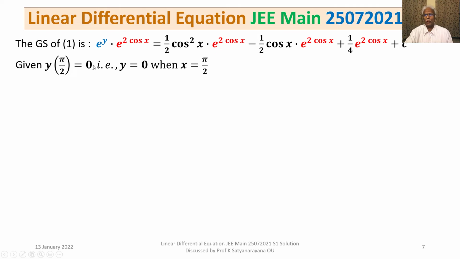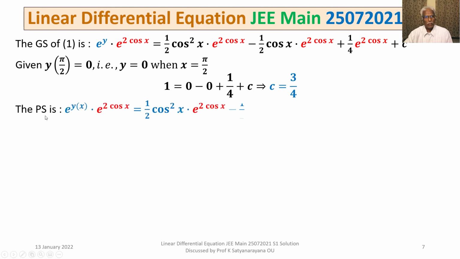Now to evaluate this arbitrary constant, we use this initial condition. Y at pi by 2 is equal to 0 means y is equal to 0 when x is equal to pi by 2. Substitute y is 0, x is equal to pi by 2 in the above. You will get e power 0 is 1 into e power 2 cos pi by 2, that is e power 0 is 1. 1 is equal to 1 by 2 into cos pi by 2, which is 0, minus 1 by 2 cos pi by 2, which is 0. So you will get 1 by 4 into e power 2 cos pi by 2, e power 0, that is 1 by 4, plus c. So you will get 1 is equal to 0 minus 0 plus 1 by 4 plus c. Therefore, we get c is equal to 1 minus 1 by 4, that is equal to 3 by 4.